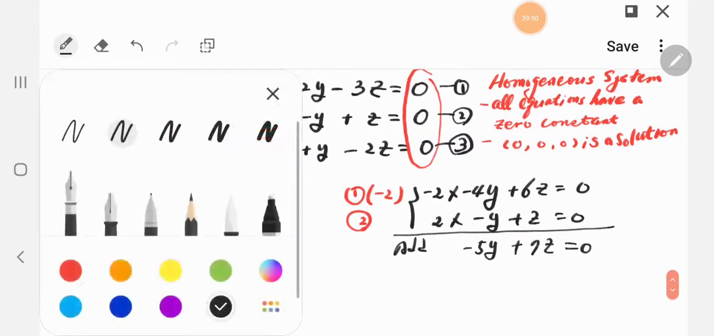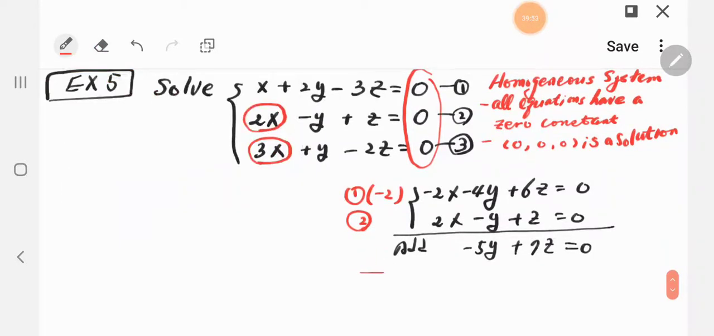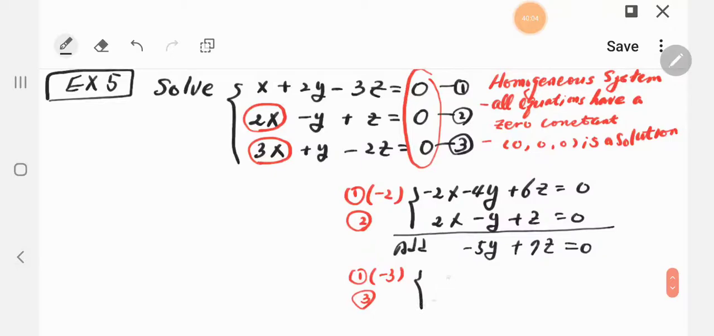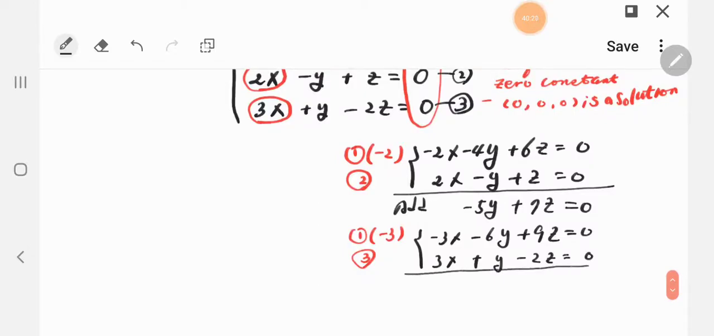So you can replace the second equation by this result. And then let's get rid of 3x from the third equation. I will multiply the first equation by negative 3 and then add it to the third equation. So negative 3x minus 6y plus 9z is equal to 0. The third equation is 3x plus y minus 2z is equal to 0. And then add these two results, then we have negative 5y plus 7z is equal to 0.